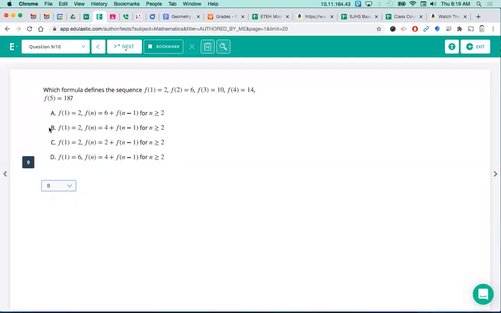Okay, and again, I just read that as what these function things mean. F of 1 means the first term. So the first term equals 2. F of n, the next term equals 4 plus f of n minus 1, which stands for the previous term.